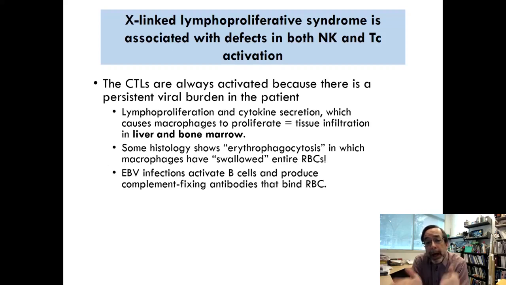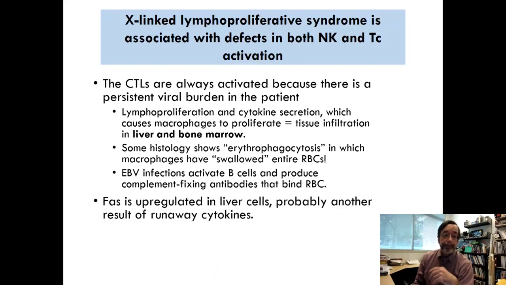EBV infections will activate B cells, and they will contribute to this constant state of low-level immune activation that is able to activate the immune system, but it's unable to clear out the virus. The other thing that happens with EBV is because you have activated B cells, they're going to produce complement fixing antibodies. They're producing more antibodies. Some of those will fix complement, and the RBCs bind to complement, and then that causes problems as well.